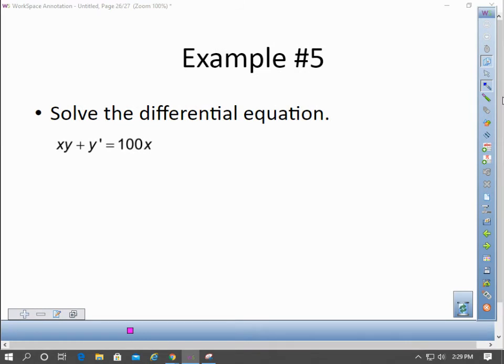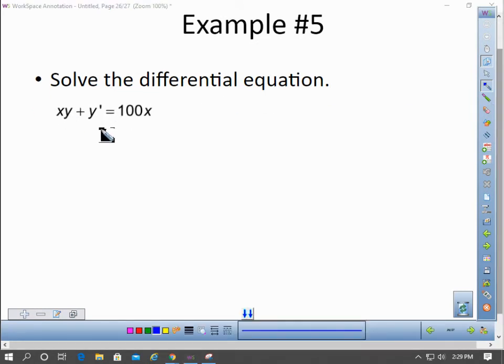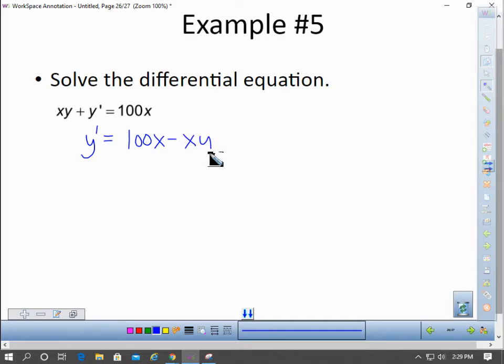All right, so then this is the last one of this kind, I think, and this is a little bit more difficult here. So first thing I need to get rid of this. Let's move this over to the other side. So y prime is going to equal 100x minus xy. And then replace the y prime with a dy dx. And then I'm going to have to be able to separate my y's from my x's. So I need to get these guys apart from each other.